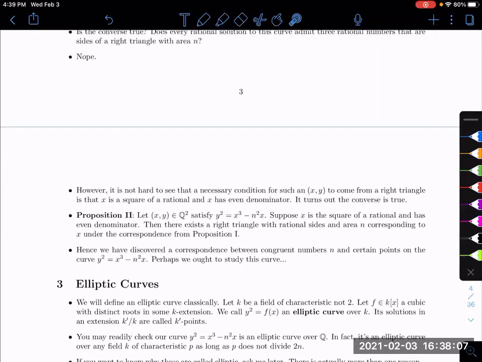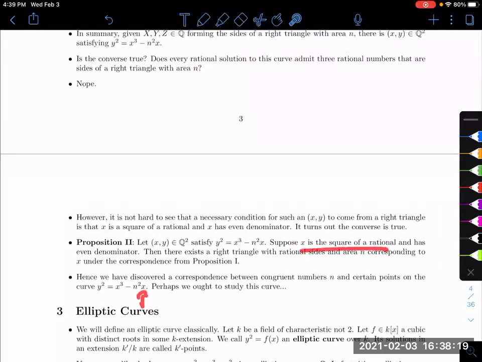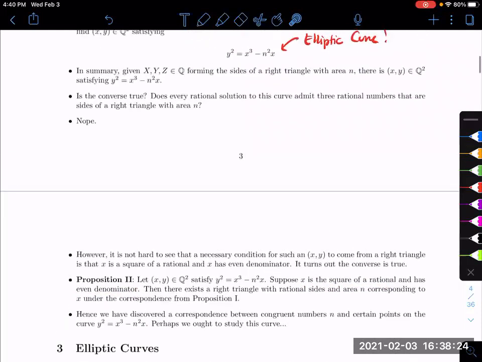We've discovered a correspondence between congruent numbers and certain points on this elliptic curve here. And by certain points, I really just mean there's no real restriction on y here, right? The restriction is on x. x has to be the square of a rational and have an even denominator. Okay, so we've got this nice curve here. Before we can go any further, we have to understand a little bit about elliptic curves, or else the results that we're going to use to push the congruent number problem even further are going to make absolutely no sense. So let's look at elliptic curves.